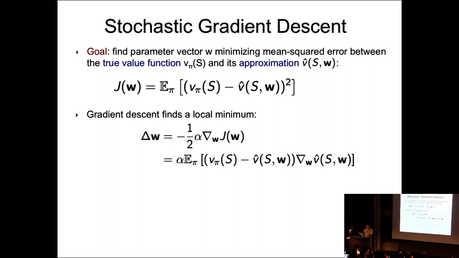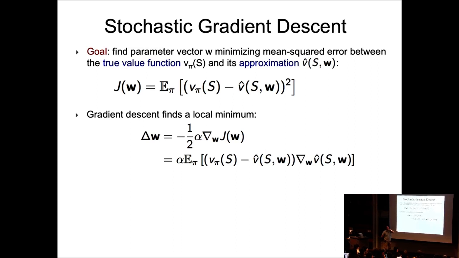And the gradient basically, if you take the gradient of this objective function with respect to parameters w, you end up having this expression, right? This comes from the first term, and here you take the gradient of this value function, which is your approximation, with respect to parameters w.